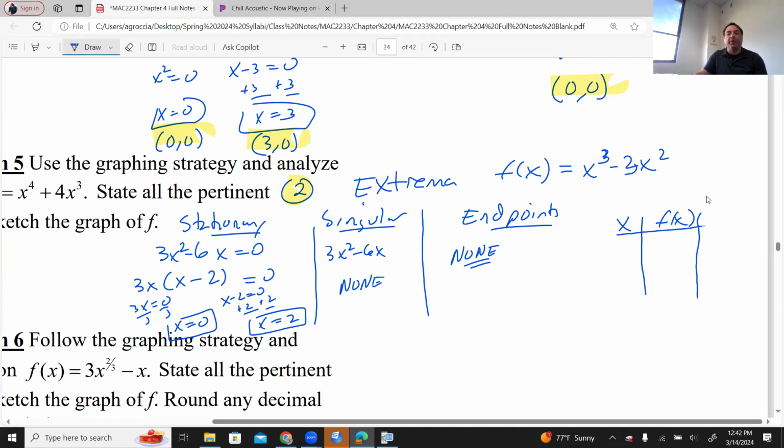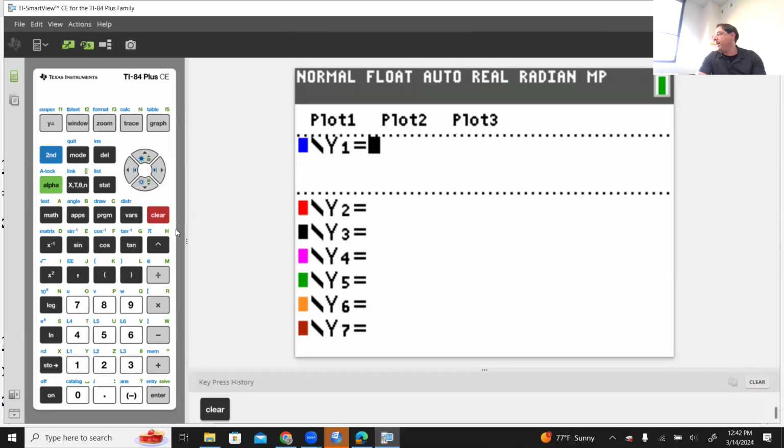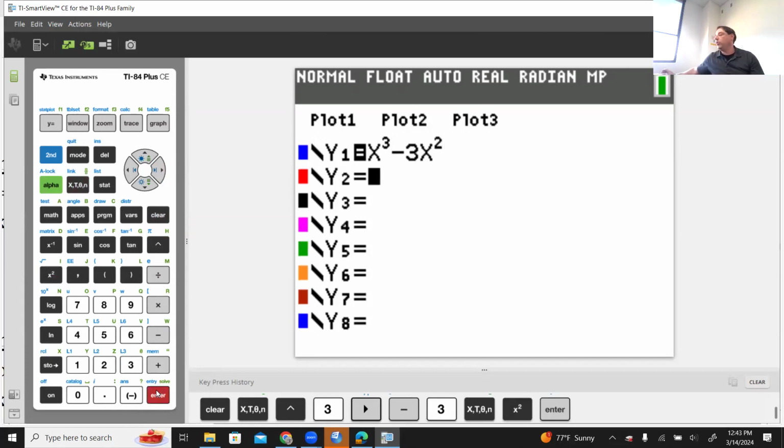So the only two places that we need to check are 0 or 2. They both come from stationary, which will be a top of a mountain or a bottom of a valley. And when I plug them in, I plug them into what? The original. It's all about the original. So I go to y equals, I clear what I have, and we have the original, make sure I don't mess it up this time, x cubed minus 3x squared. Okay? So the two numbers we're going to plug in are 0 and 2.